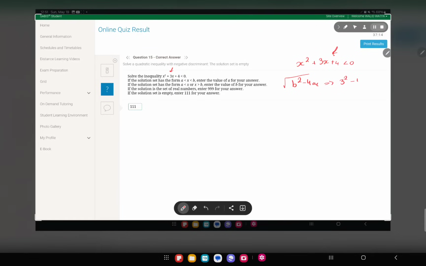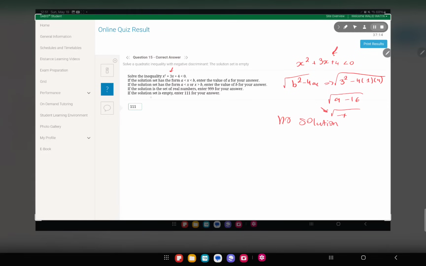B squared would be 3 squared minus 4 times 1 times 4, which is radical 9 minus 16, so radical minus 7. And since the discriminant is negative, that means no solution. And if there's no solution, empty solution set, you put 1, 1, 1. If you want to factor it on your calculator, which please, if you don't have a calculator that can factor, buy one. They're very useful. If you factor it, you're going to get i in your answer. That just proves there's no solution.